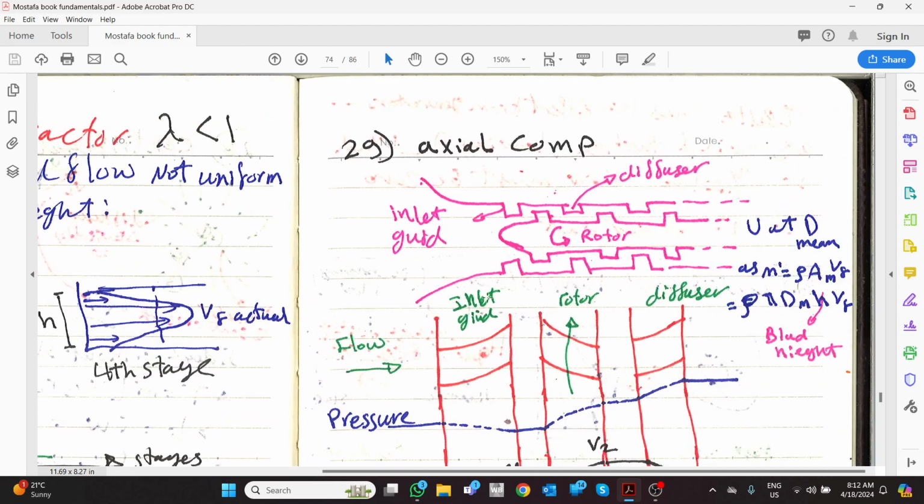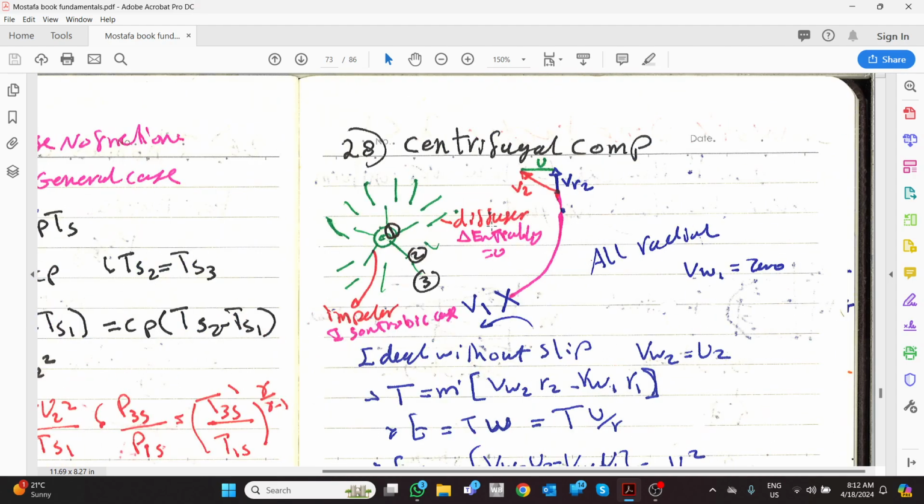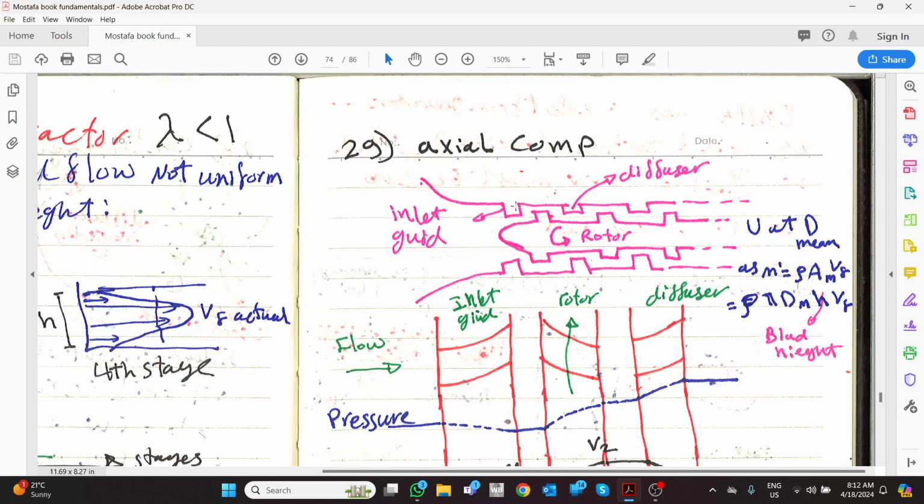Okay. Now in the axial compressor. Axial compressor is not like the centrifugal compressor. Axial compressor is a multi-stage, with a rotating rotor and there is a stator.